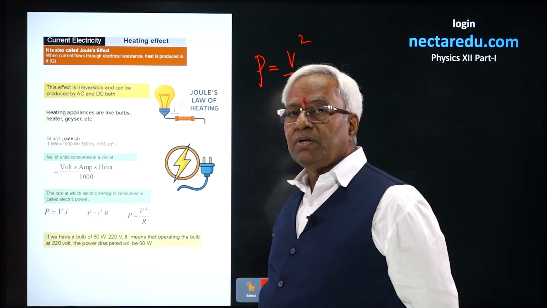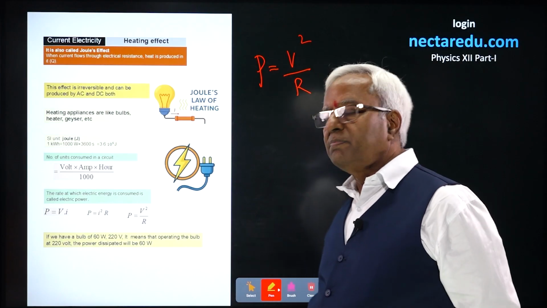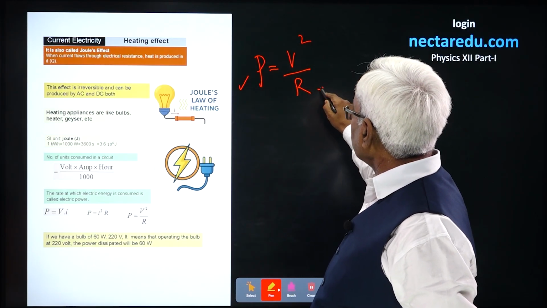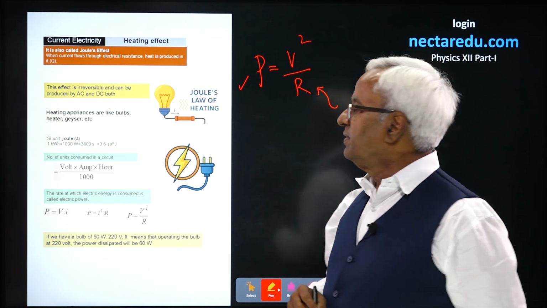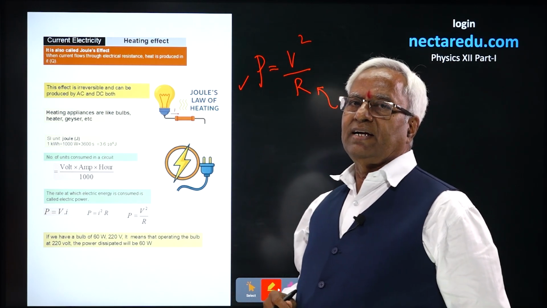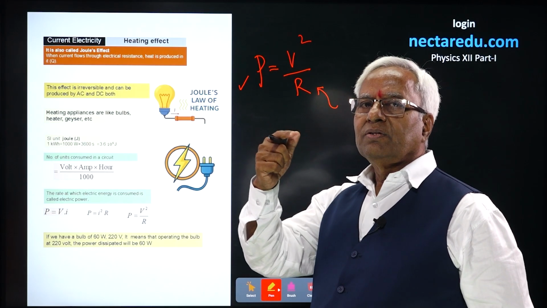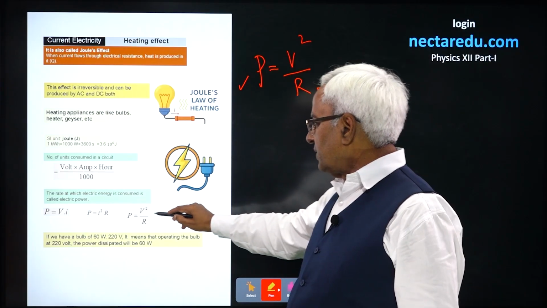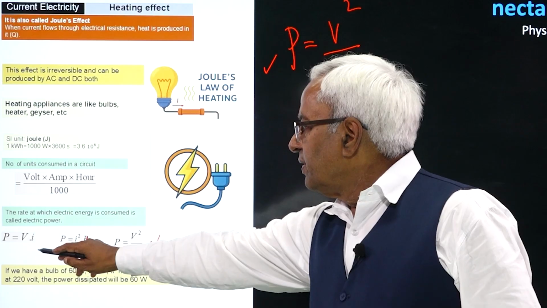So, they must be knowing, they must conclude and keep in mind that for increasing the power of the bulb, the resistance has to be decreased. So, whenever we decide the power, we have to control the resistance of the bulb used. These are the 3 relations.